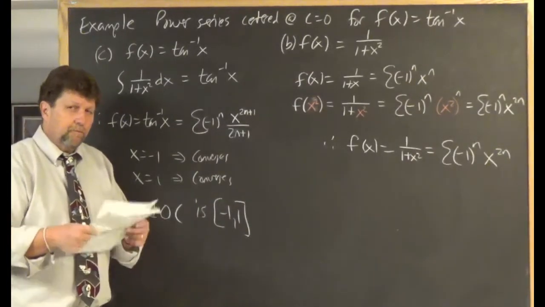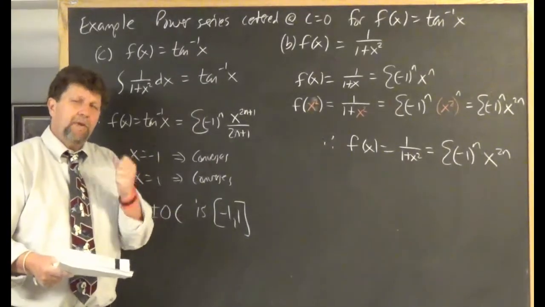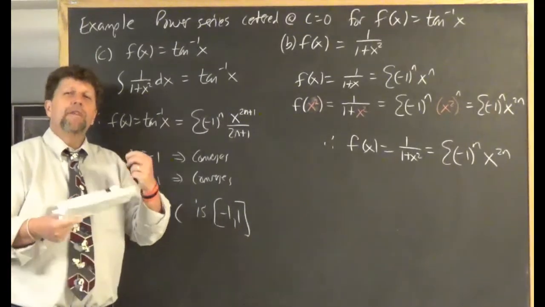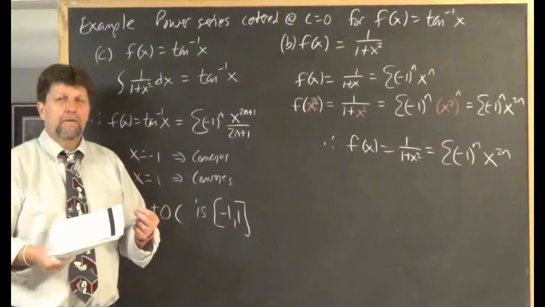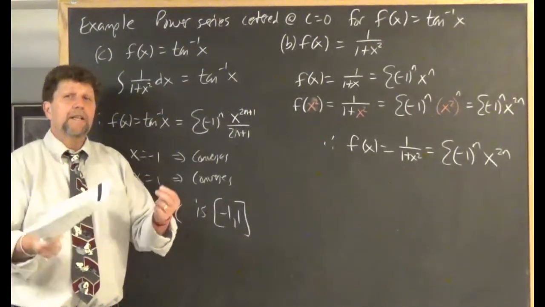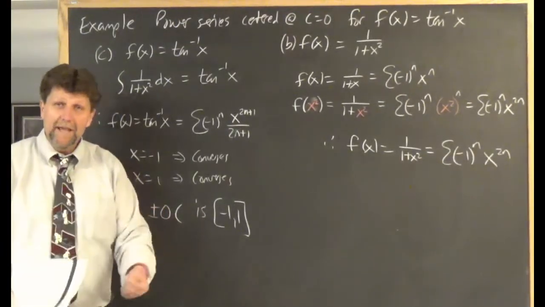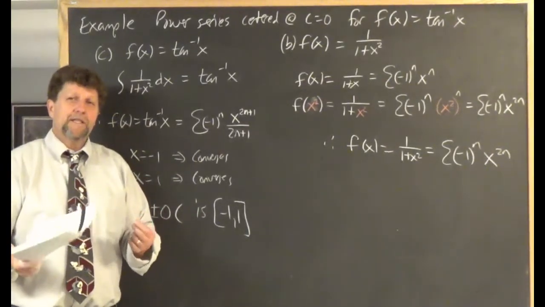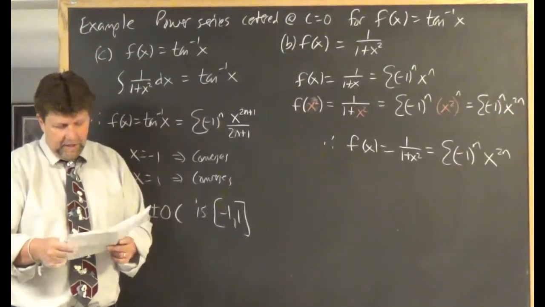Folks, that's really cool. It's really powerful what we just did. We just came up with a power series for inverse tangent of x. We started off with getting a power series for 1 over 1 plus x, and then we evaluated that power series at x squared to give us a power series for 1 over 1 plus x squared. Then we integrated because we know the antiderivative of 1 over 1 plus x squared is inverse tangent. Really cool, really powerful.